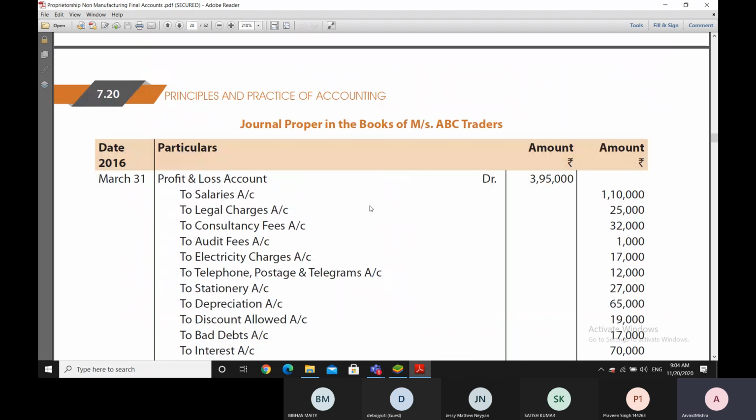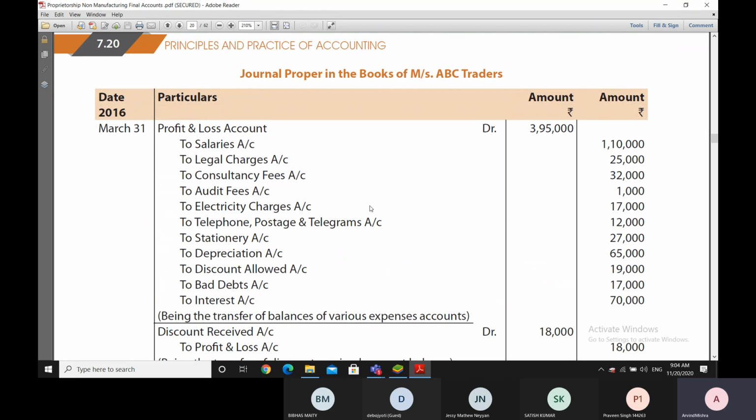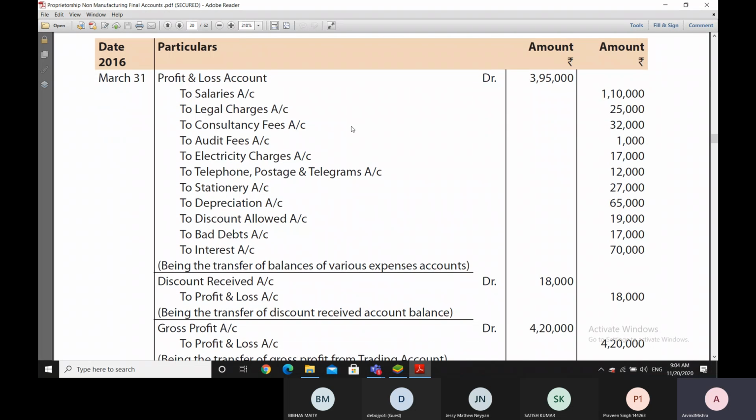Then we are seeing the journal entries, and as you can see, for making the journal entries, all the expenditures which have been debited to the debit side of the profit and loss account, all those expenditure accounts are being credited here, and profit and loss account is being debited. To show these entries in the profit and loss account, these are transfer of the balances found in these accounts in the ledger, which are being transferred to the profit and loss account.